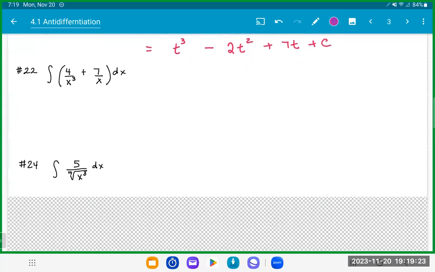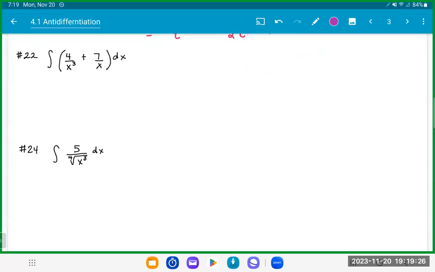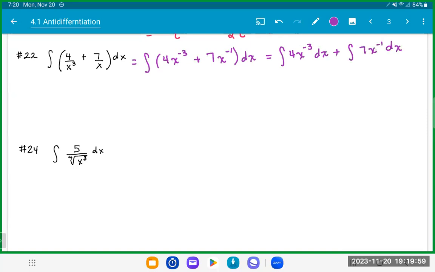Let's look at this next example then. So for this one, let's go ahead and bring everything up into the numerator. So this would be the integral of 4x to the negative 3 plus 7x to the negative 1 dx. Okay. We can further break that into the integral of 4x to the negative 3 dx plus the integral of 7x to the negative 1 dx.